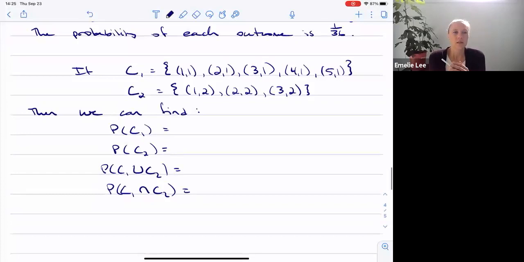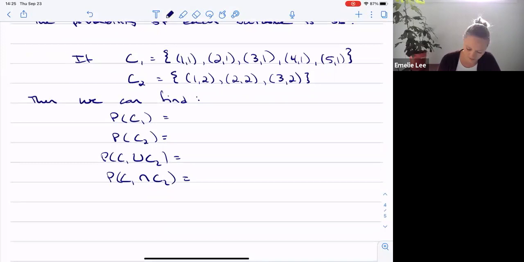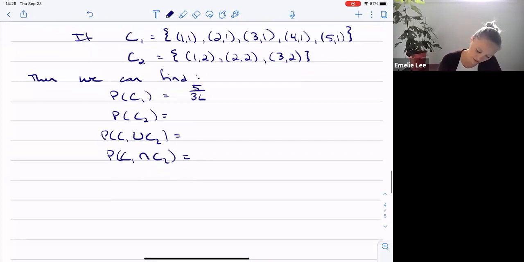It doesn't matter which outcomes are included in C1. All we care about is how many of those 36 outcomes we have in here. And so we have 1, 2, 3, 4, 5 ordered pairs in here. And so the probability of being in C1 is 5 over 36, right? Because there are 5 outcomes in C1 out of a total of 36. Same thing for C2, but we only have 3 elements in C2. And so the probability of C2 is 3 over 36.